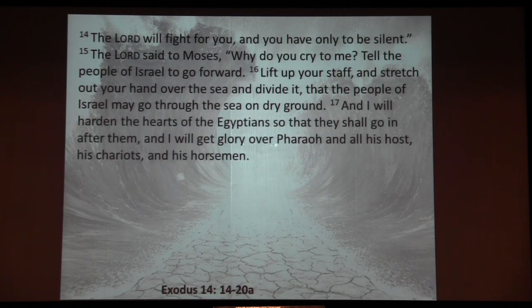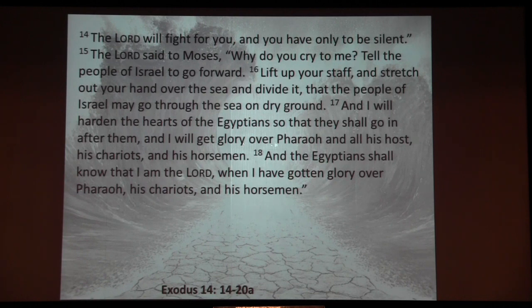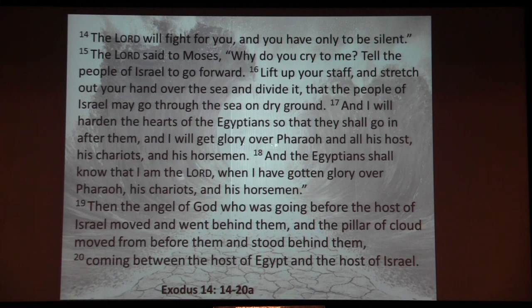And I will harden the hearts of the Egyptians, so that they shall go in after them. And I will get glory over Pharaoh and all his hosts, his chariots and his horsemen. And the Egyptians shall know that I am the Lord, when I have gotten glory over Pharaoh and his chariots and his horsemen. And then the angel of God, who was going before the host of Israel, moved and went behind them, and the pillar of cloud moved from before them and stood behind them, coming between the host of Egypt and the host of Israel.